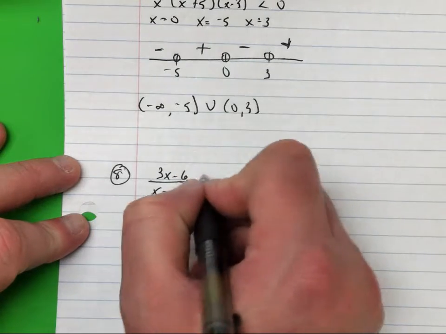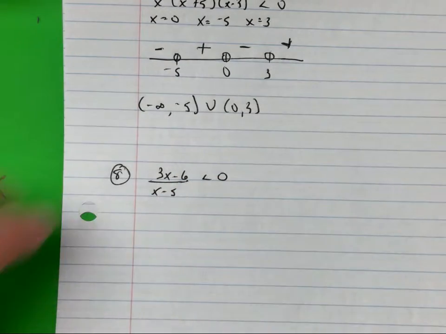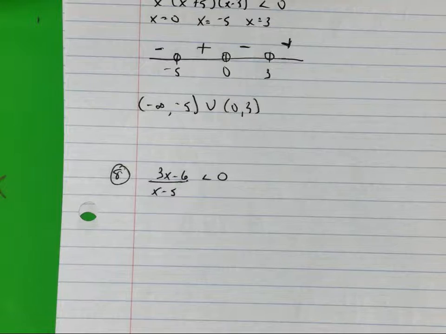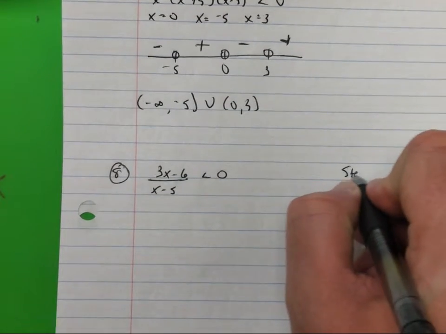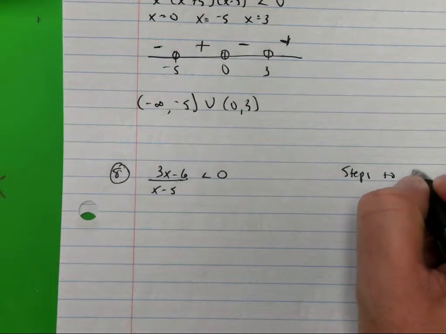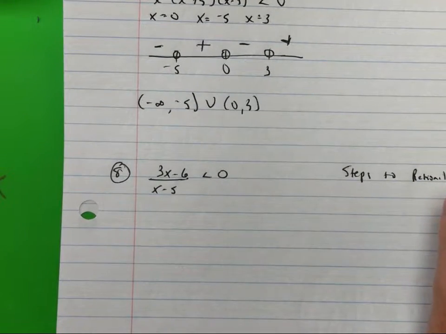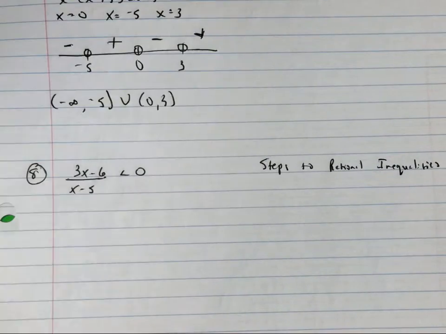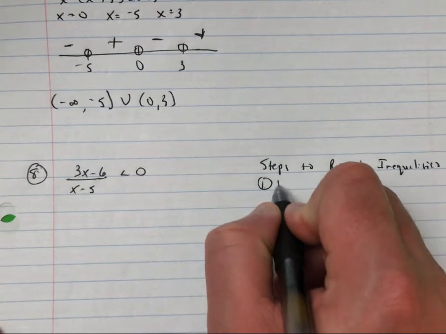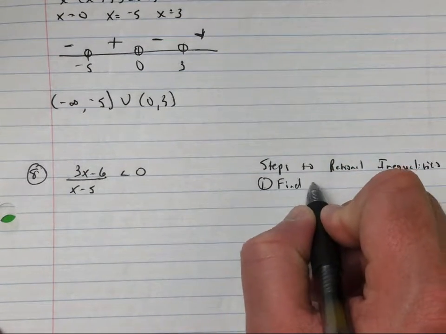Now we're going to move into rational inequalities. Rational inequalities. Okay? I'm going to write some steps. Steps to rational inequalities. Step 1. Find zeros.